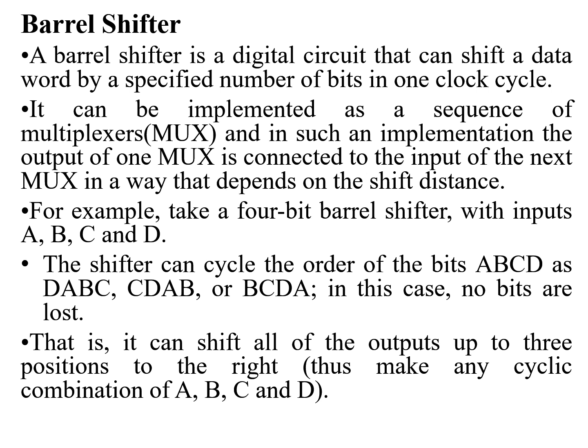For example, let's take a 4-bit barrel shifter with inputs A, B, C and D. The shifter can cycle the order of the bits A, B, C, D as D, A, B, C, or C, D, A, B, or B, C, D, A. In this case, no bits are lost. That is, it can shift all of the outputs up to 3 positions to the right, thus making any cyclic combination of A, B, C and D.